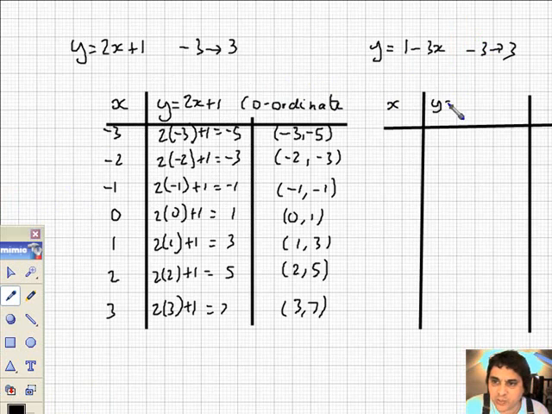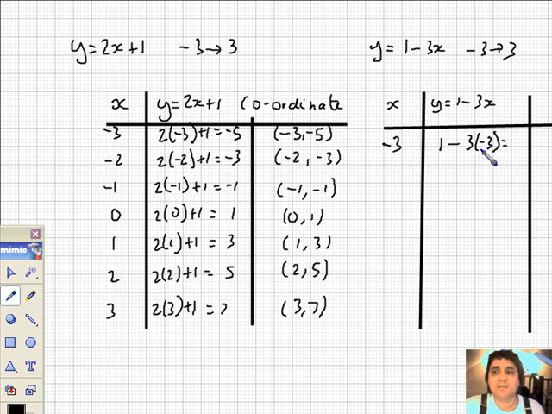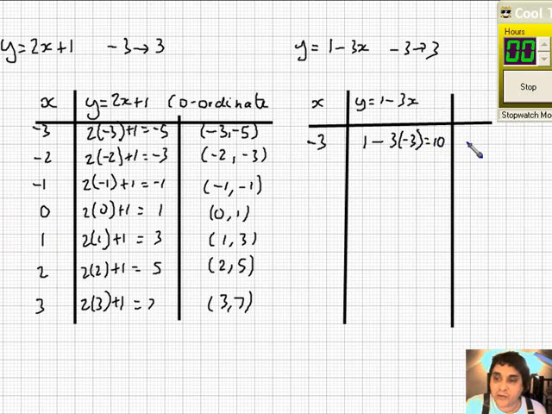The equation is y equals 1 take away 3x. Watch out, it's more challenging. Just watch these steps. Try -3 first. So I've got 1 take away 3 lots of -3. Be careful. 1 minus 3 times -3 means plus 9, because minus times a minus is a plus. So 1 plus 9 is 10. I've created the coordinates -3, 10. Alright? So coordinate there, good enough.